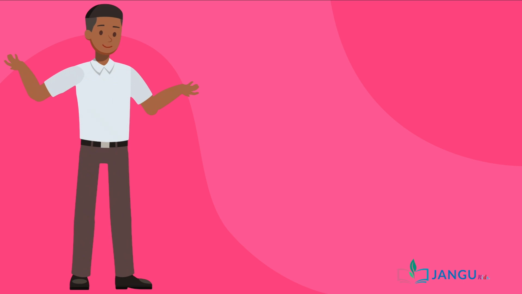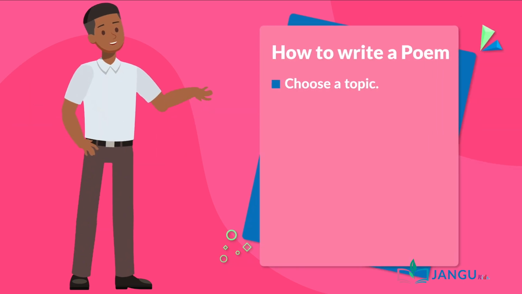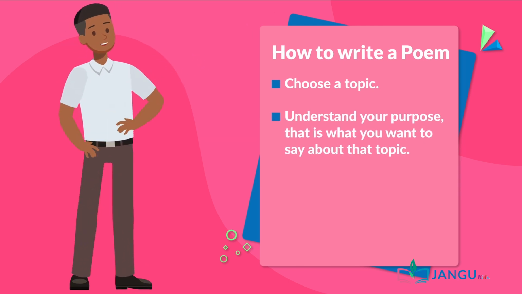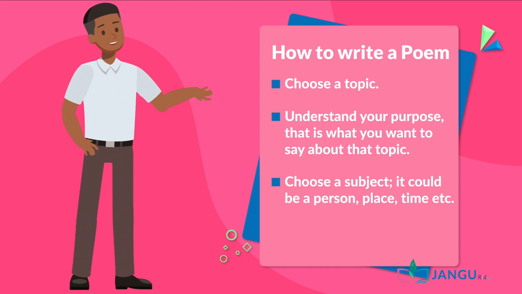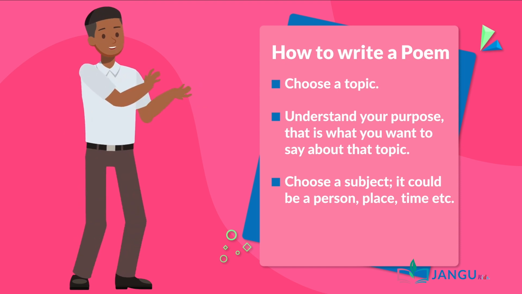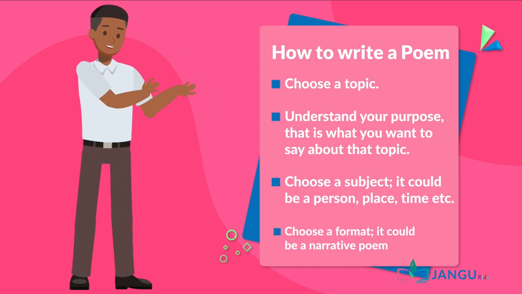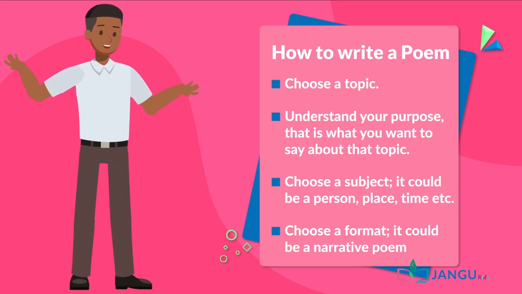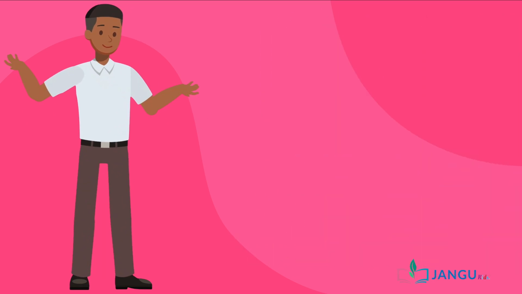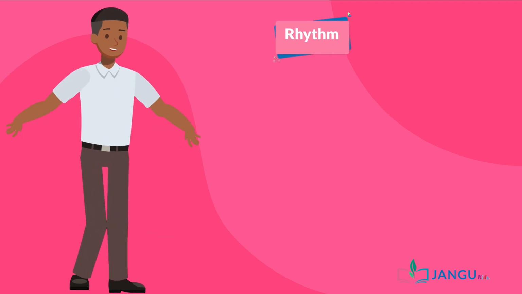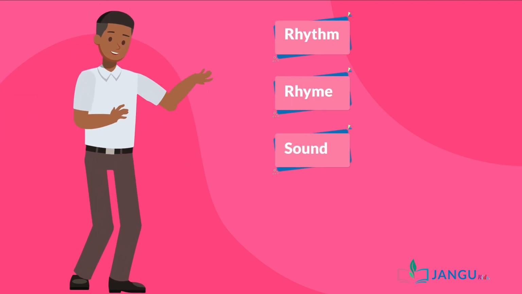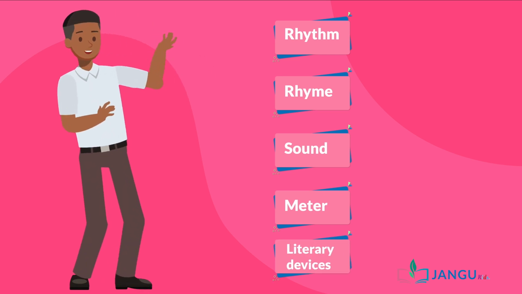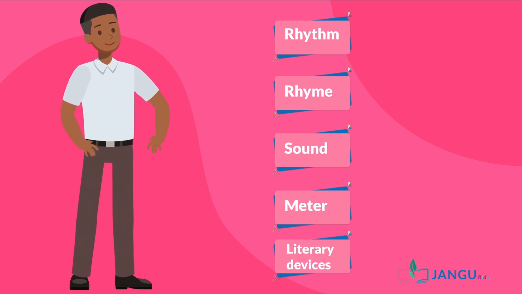To write a poem, you need to do the following. Choose a topic. Understand your purpose, that is what you want to say about the topic. Choose a subject. It could be a person, a place, time, etc. Choose a format. It could be a narrative poem. Also, you need to use other important elements of poetry like rhythm, rhyme, sound, meter, and literary devices. Finally, you need to read a lot of poetry too.